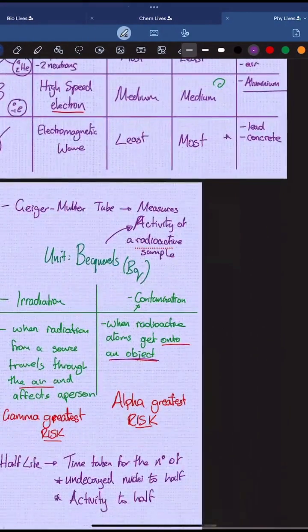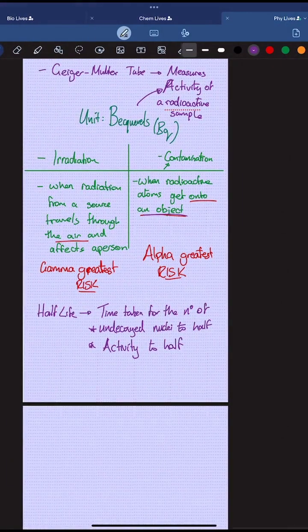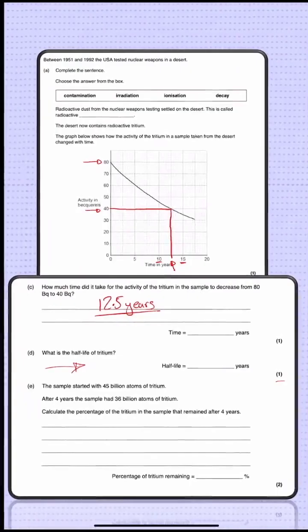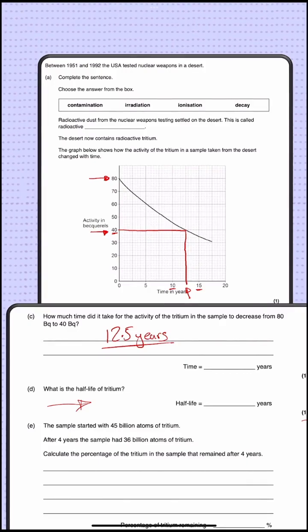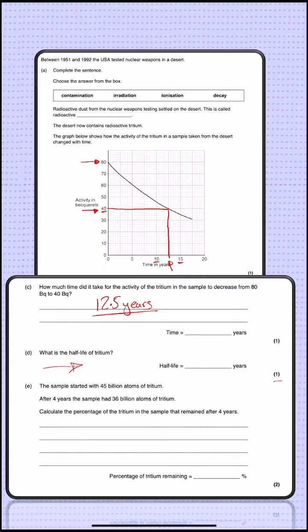It is the time taken for the number of undecayed nuclei, or the activity, to half. We're looking at activity. So it's the time taken for the activity to half. The activity, what we looked at in the previous question, went from 80 to 40. So in the previous question, we actually did work out what the half-life was. So the answer is what we got in the previous question. That's why there's no lines there. There's no working out to do there. It's 12.5.